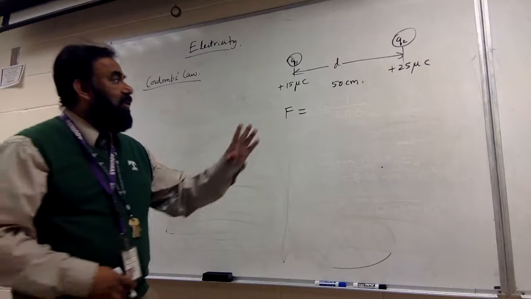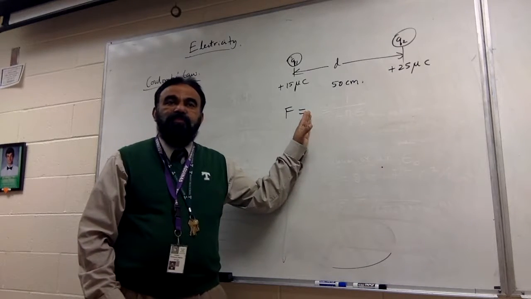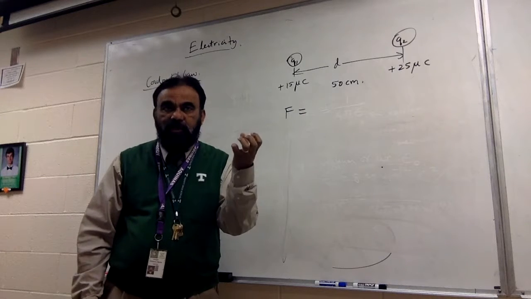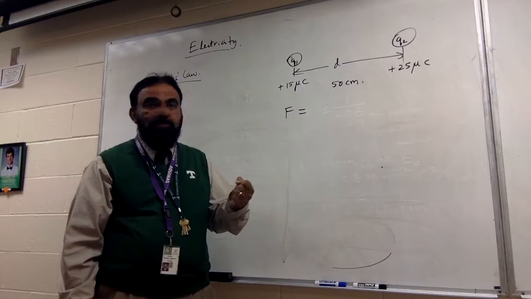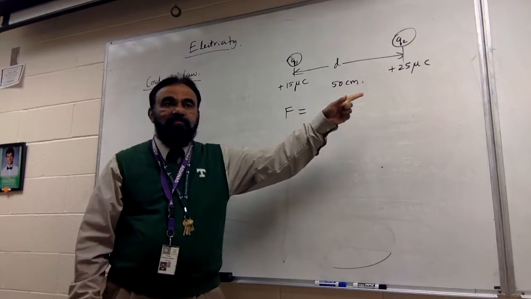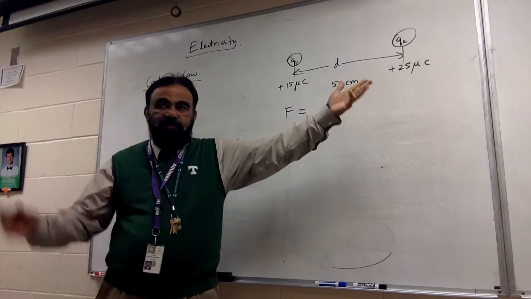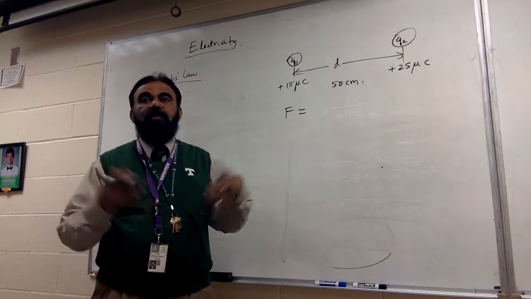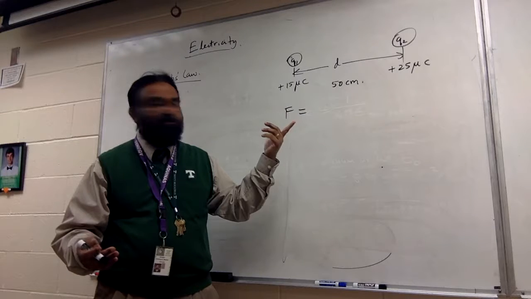Repulsion. So when you're using this equation for force, you don't have to put positives or negatives at all. Just take the magnitude. Whether it's attraction or repulsion is first decided by looking at the signs. If both are positive, it's repulsion. If both are negative, it's repulsion. If they are opposites, then attraction.